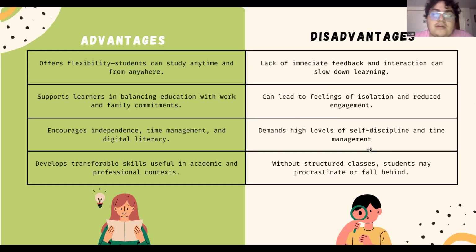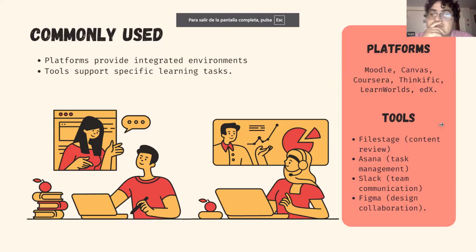And then we have, without the structured classes, the students might procrastinate or fall behind. This is the main problem, the main disadvantage, as I mentioned a lot of times before. We can fall into procrastination, we can fall into distractions, we can fall into a lot of things that make us not learn. Well, now I explained these kind of things. Let's continue on commonly used. How do you commonly use these kind of things?